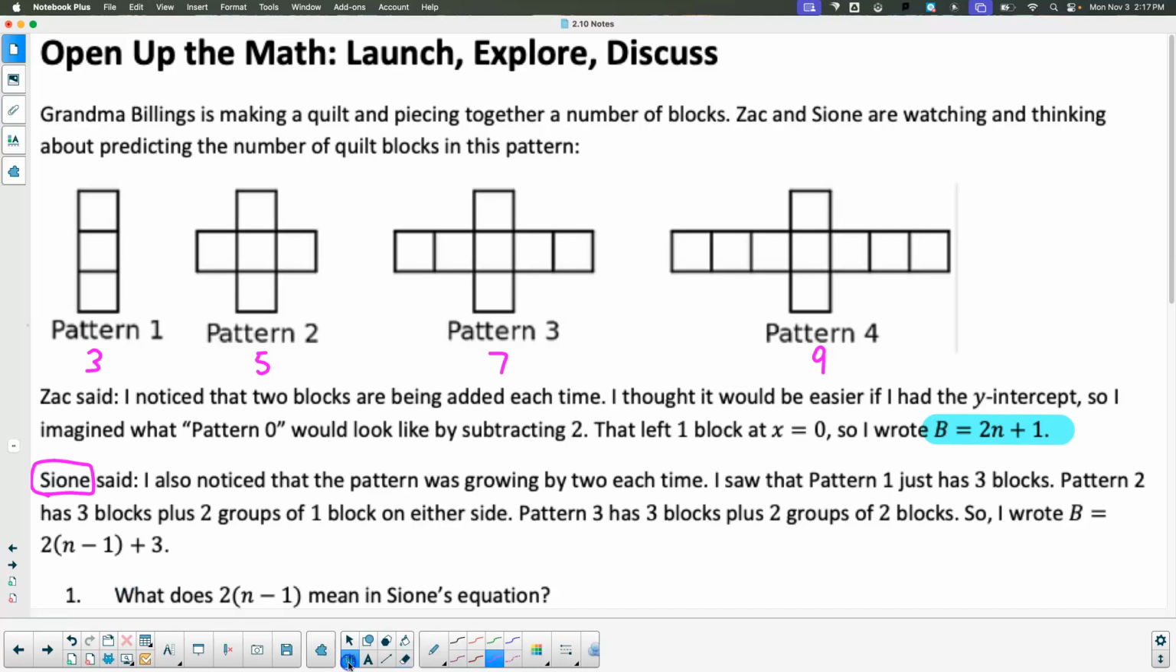So S took a look at the pattern, and S came up with this.